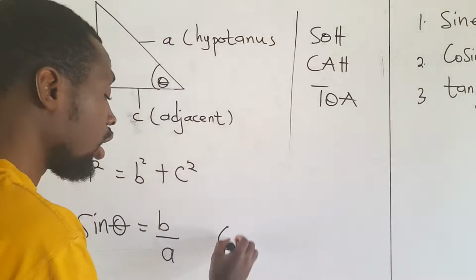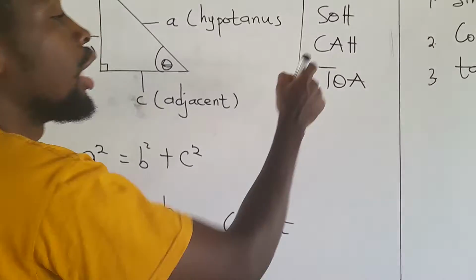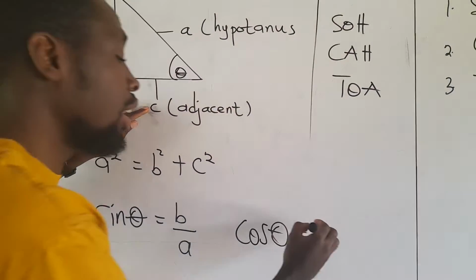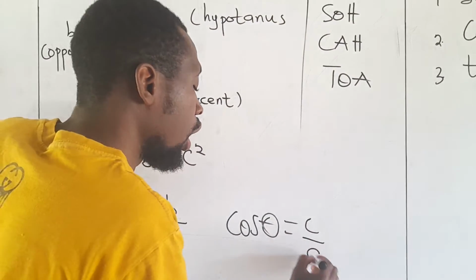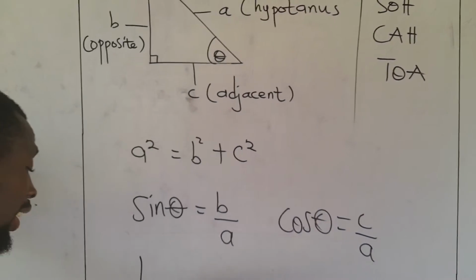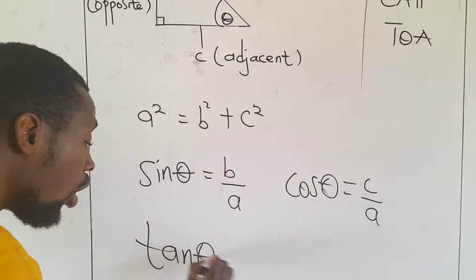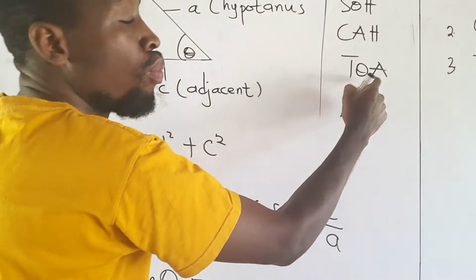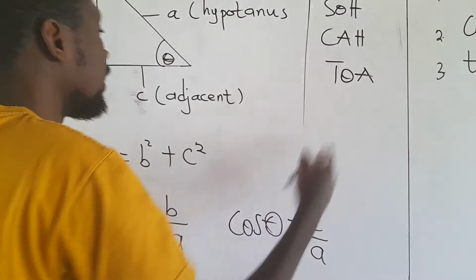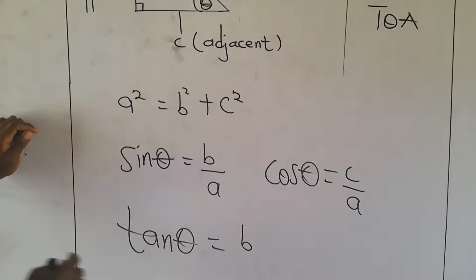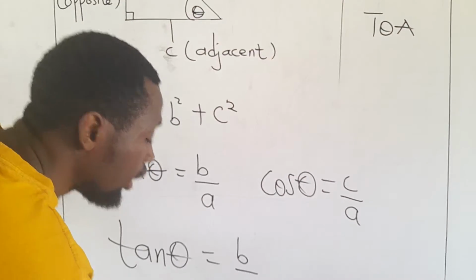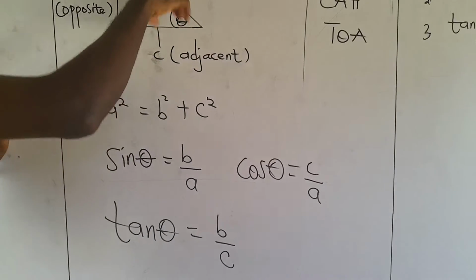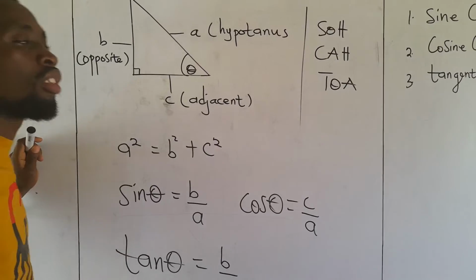Now, cos of the angle, cos theta, is equal to the adjacent over the hypotenuse. The adjacent is C over the hypotenuse, which is A. Then, tan of the angle, or the tangent of the angle, is equal to the opposite over the adjacent. The opposite, which is B, over the adjacent, which is C. So, this is where trigonometry comes in, when we try to find the angle in contention using the sides of the triangles.